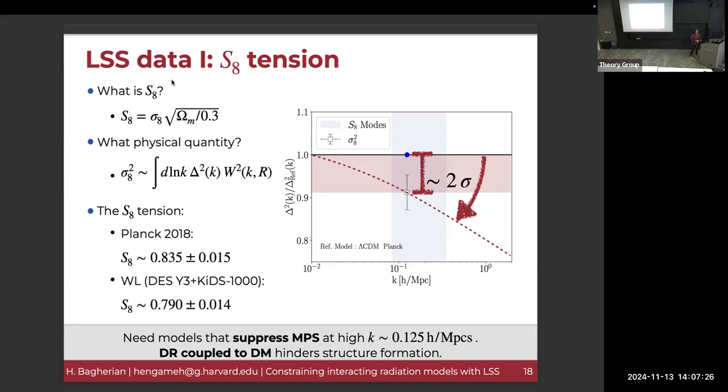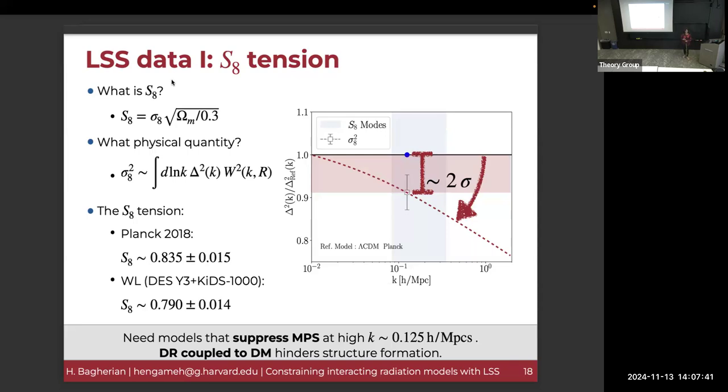And to go from Planck to what we call S8, there are simulations? Planck doesn't measure the large-scale structure, right? Planck, the CMB, doesn't know that.